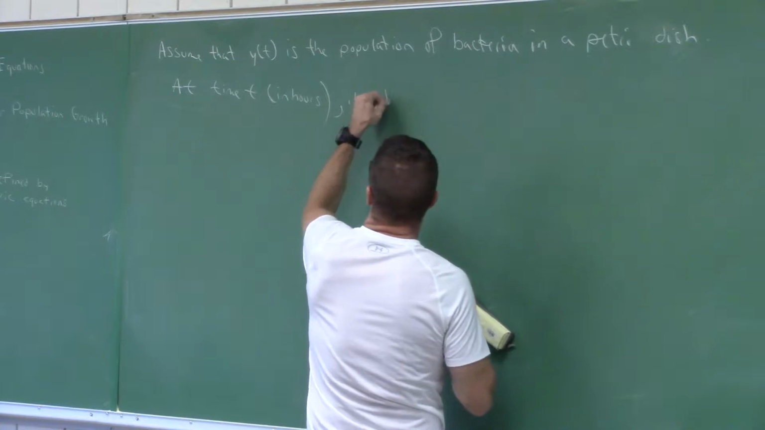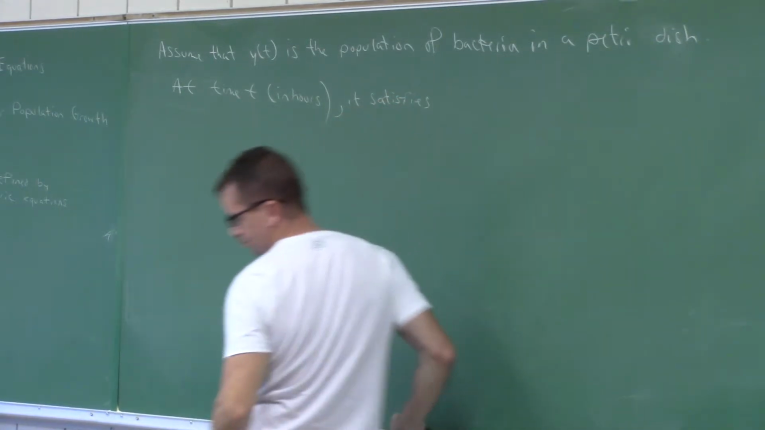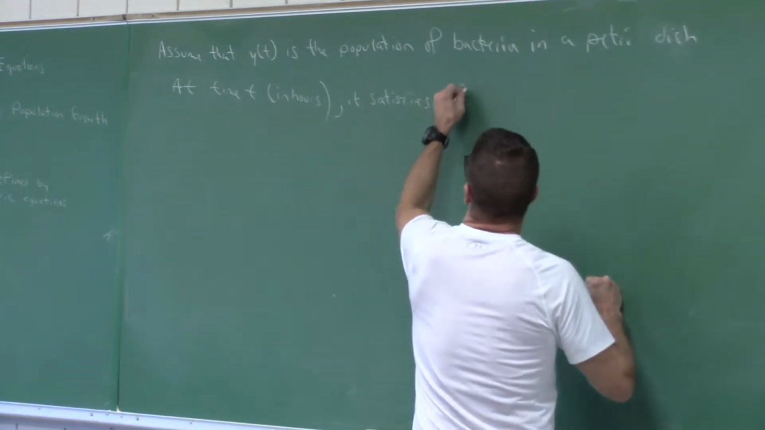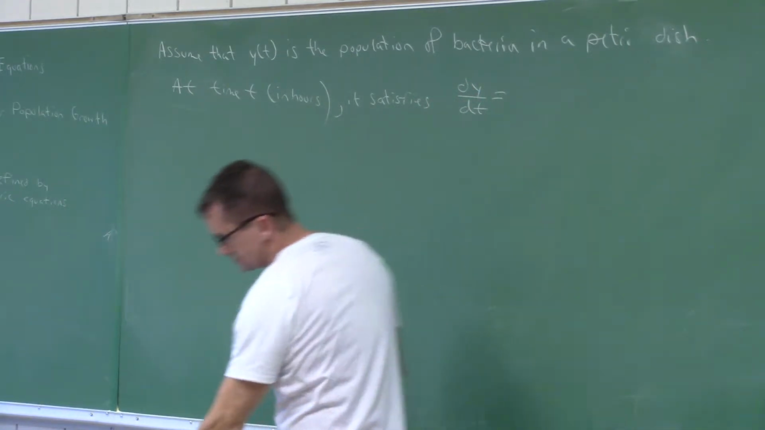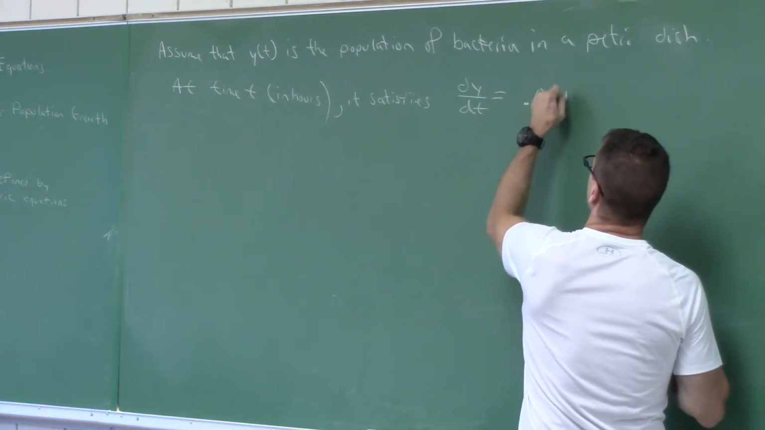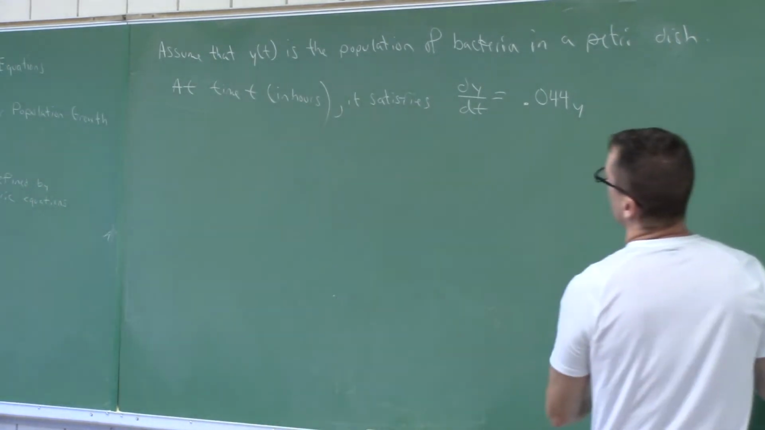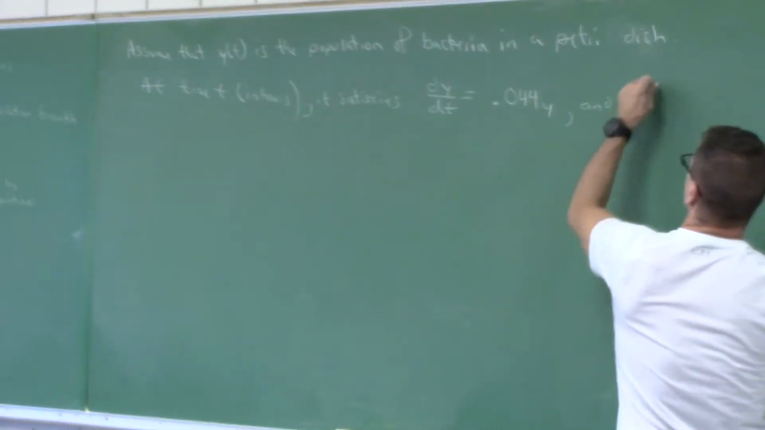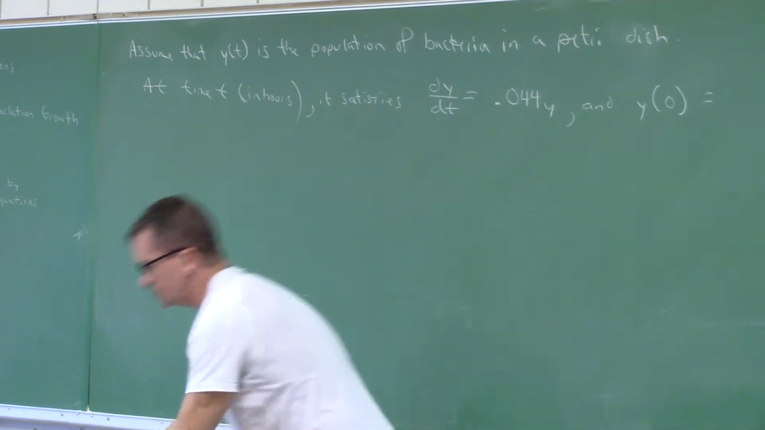It satisfies the differential equation dy/dt equals 0.044y, and they do give an initial value. At time t in hours, it satisfies that, and the initial value for y at t equal to 0, y of 0, is equal to 100.